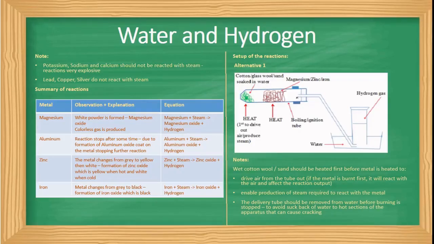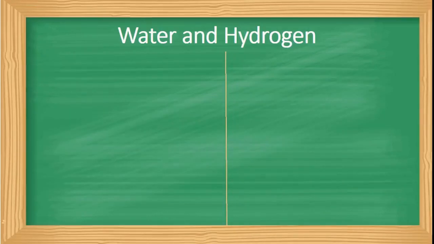Now the delivery tube here should be removed before you stop heating at the end of the experiment, because if you stop heating first before you remove the tube, there will be suck back of water. The tube will suck back the water and bring it back to the apparatus here, which can make it crack. So to avoid such cracking, you first remove the delivery tube before you stop heating both the metal and the wet cotton wool or sand.